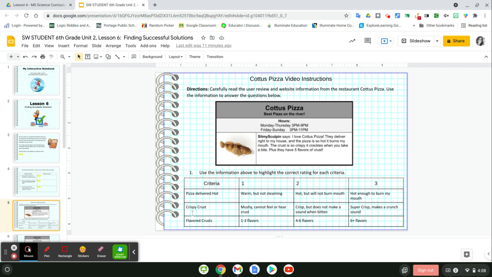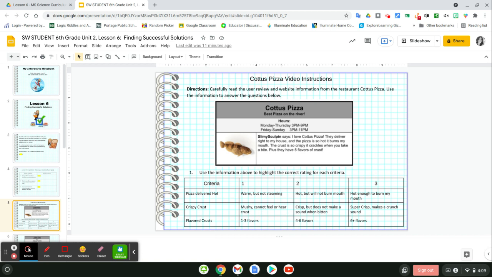All right, for crispy crust, we would give it a number 1 if it's mushy but we cannot feel or hear the crust. We would give it a 2 if it's crisp but does not make a sound when bitten. And right, number 3, we would rate it a 3 if it's super crisp but makes a crunchy sound.